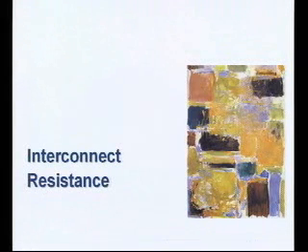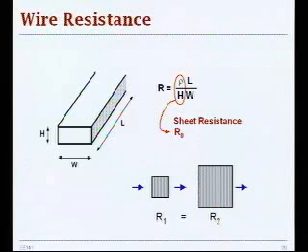All right, let's now go into interconnect resistance. So we look at the same wire, and over here, keep the same geometry, W, L, and H. And then we see that the resistance of a wire, obviously, when you have a longer wire, you have to have larger resistance. So your resistance is directly proportional to the length of the wire.